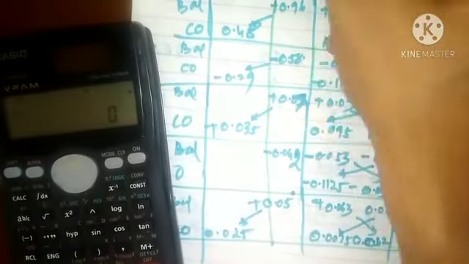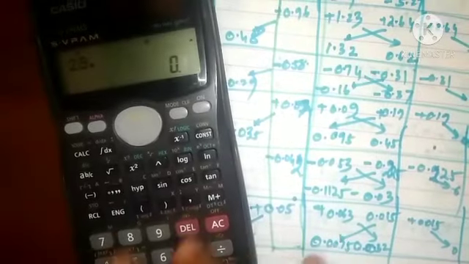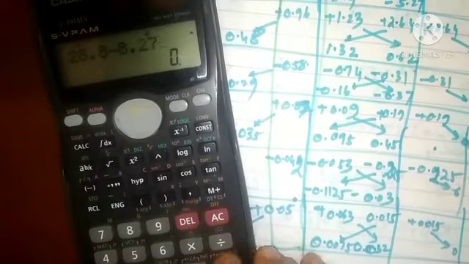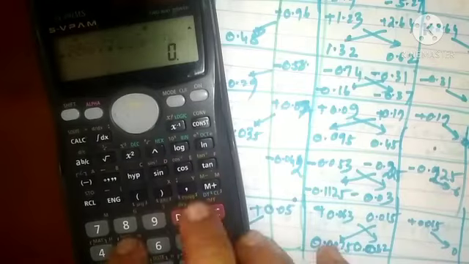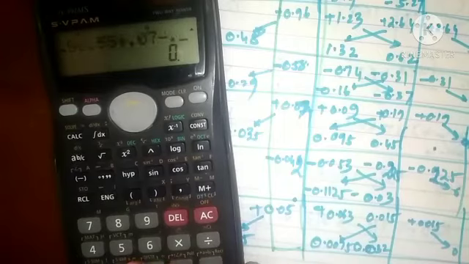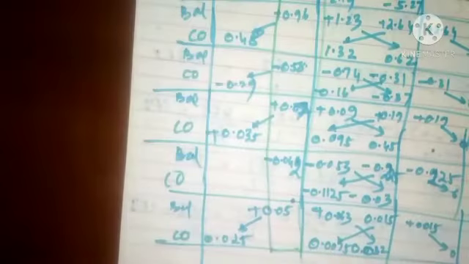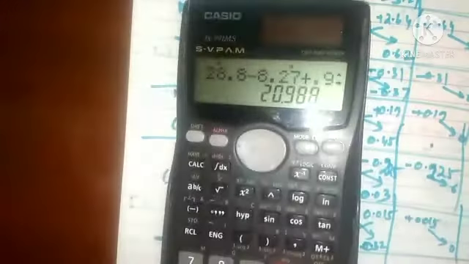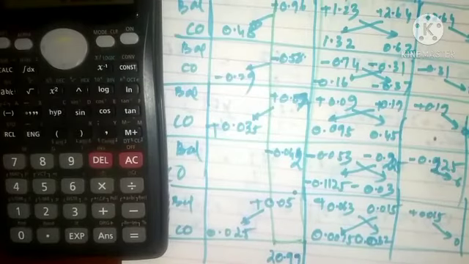So when you add up the moments from the modified fixed end moment, we'll check the left hand side value and the right hand side value, which will be 28.8 minus 8.27 plus 0.96 minus 0.58 plus 0.07 minus 0.042 plus 0.05. The value will come out as 20.98, you can write it as 20.9 or approximately 21.